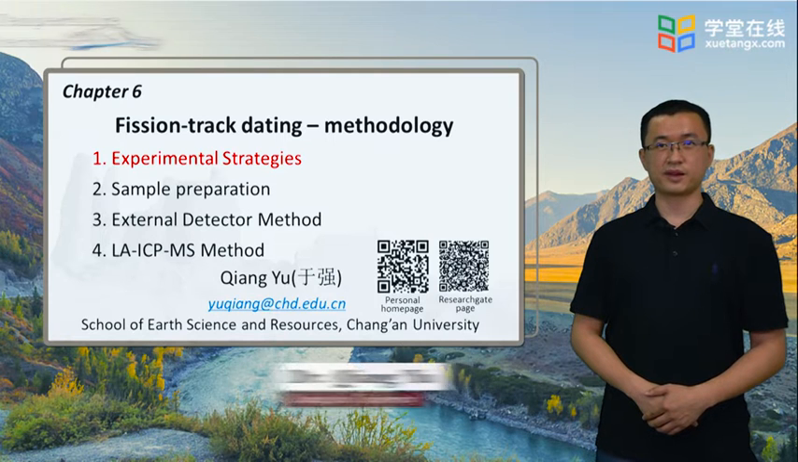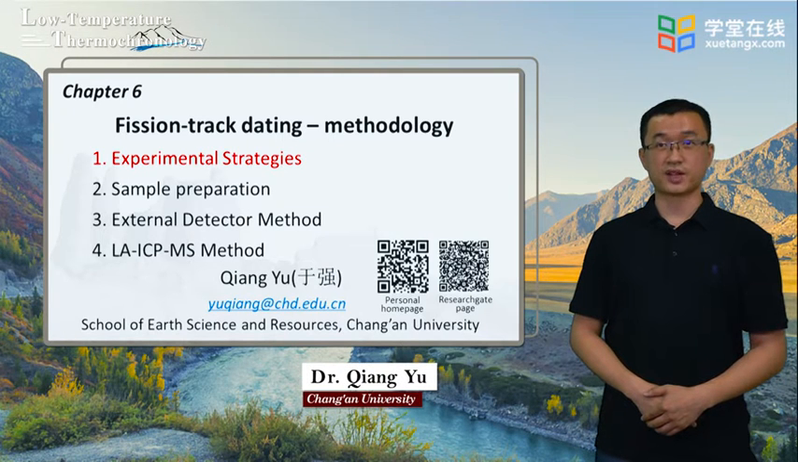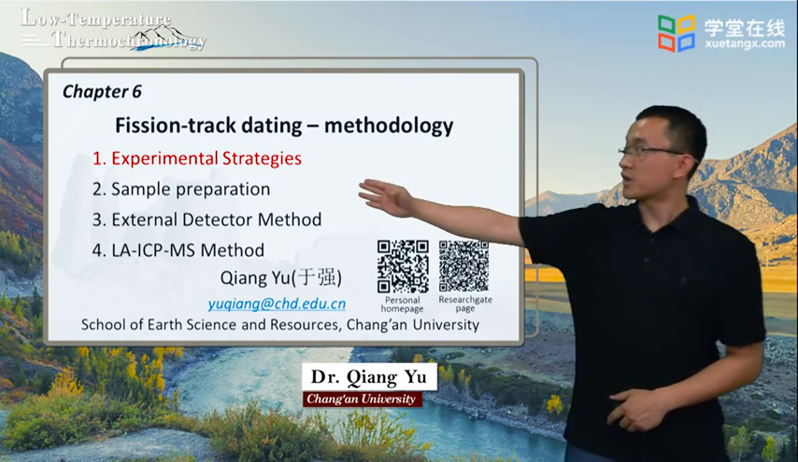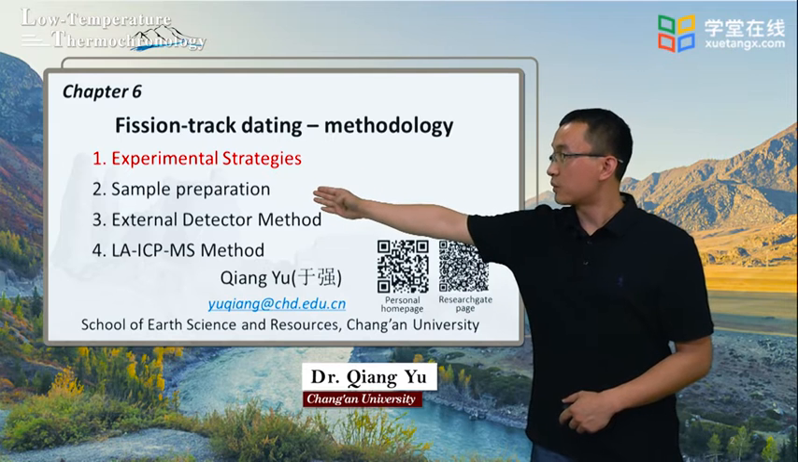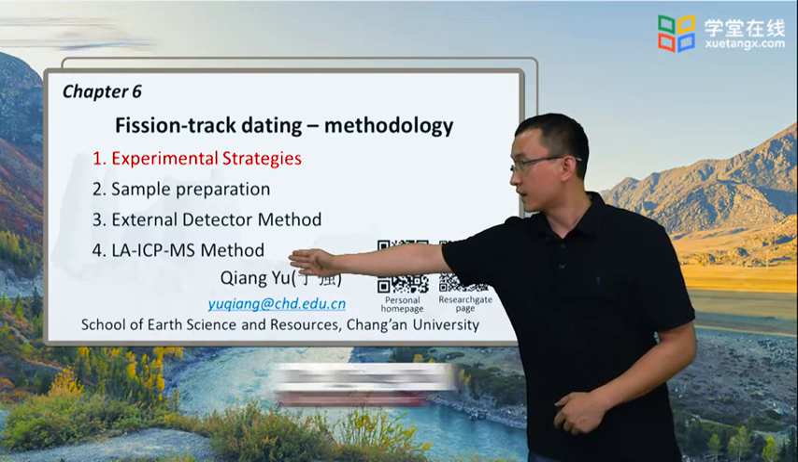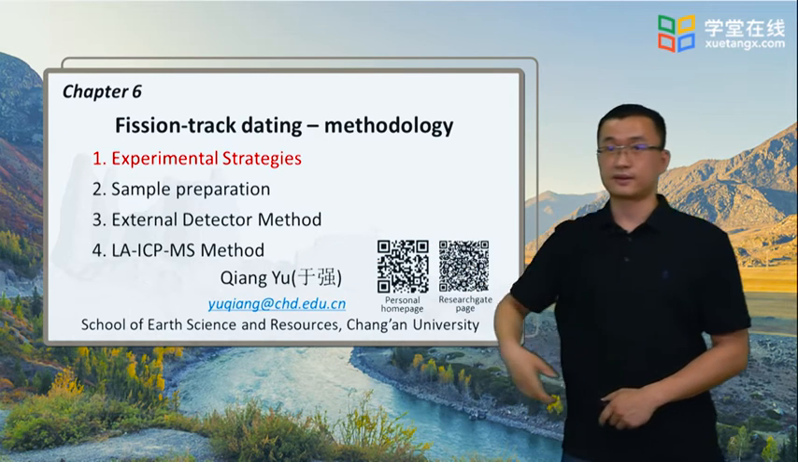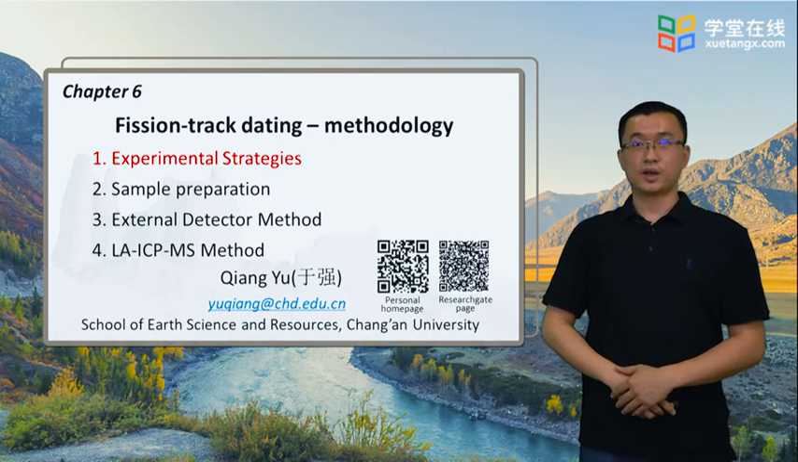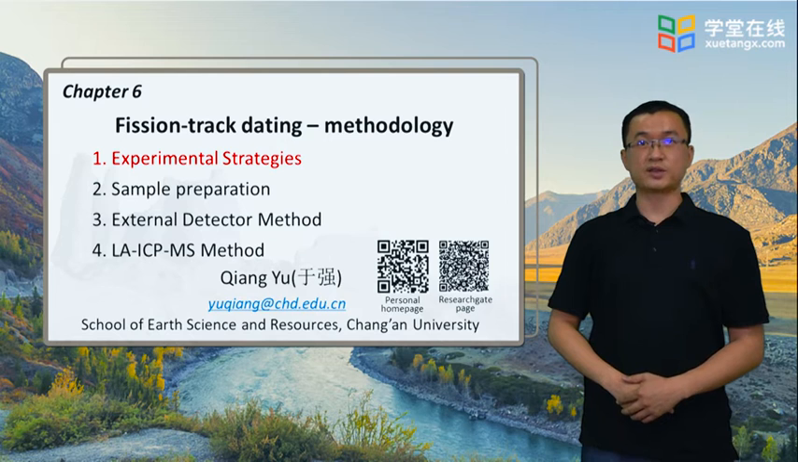I'm glad to be here with you, talking about chapter 6, fission track dating methodology. In this chapter, the four sections will focus on the methodology of fission track dating, including experimental strategies, sample preparation, the external detector method, and the LA-ICP-MS method. Today, we'll talk about the experimental strategy for fission track dating.